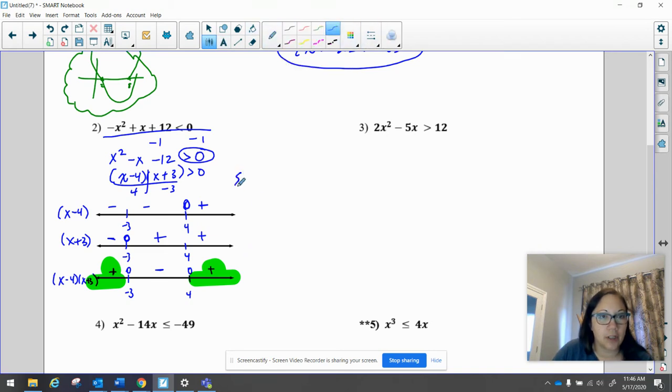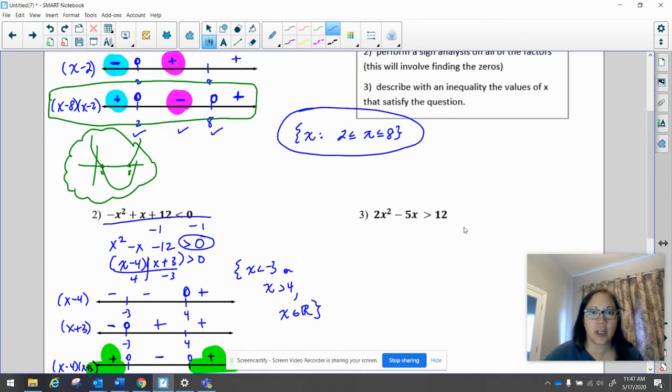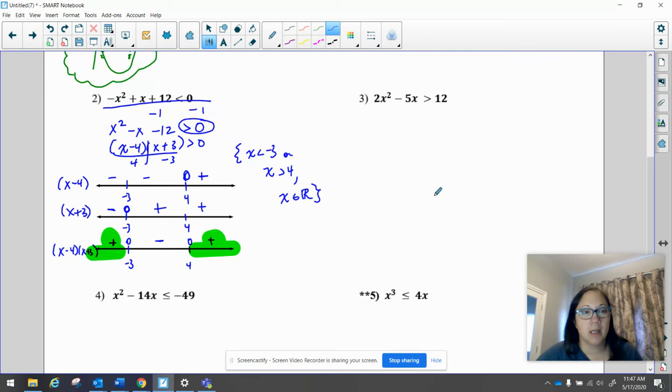So the final solution for this one is x values less than -3 or x values greater than 4. And you'll often see in the answer key at the back, they may also say x belongs to the set of all real numbers. I didn't say that earlier, and maybe I should have. That's kind of dependent on the textbook or whatever you're checking on. Can't remember what ours does.